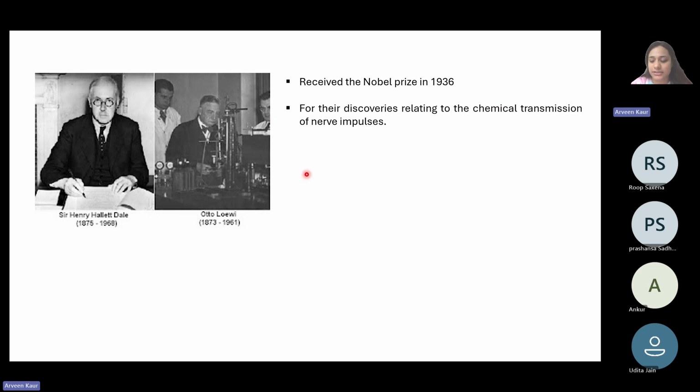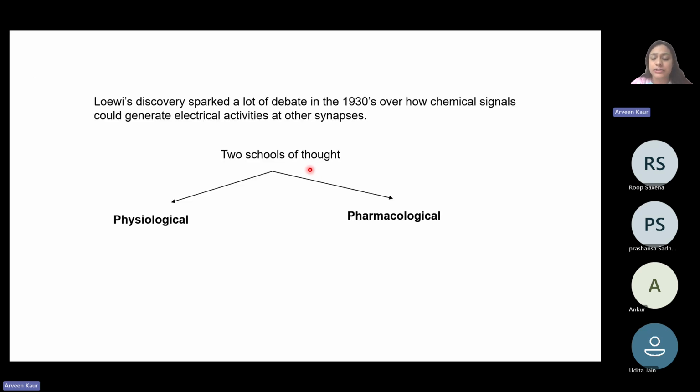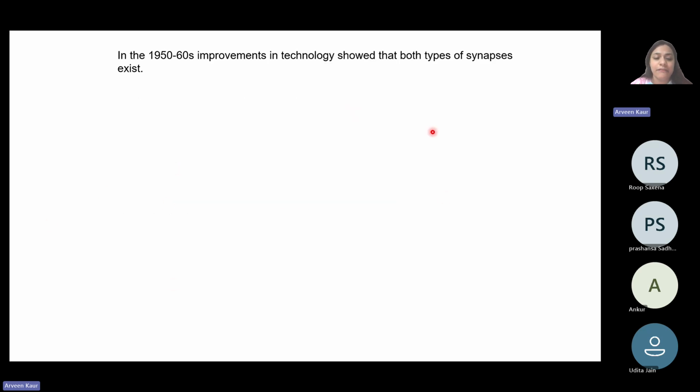So over here, apart from electrical impulses, there were also chemical impulses involved, right? Because there is a chemical being released, and that is the neurotransmitter. Then Lewis' discovery sparked a lot of debate in the 1930s over how chemical signals could generate electrical activities at other synapses. So there were two schools of thought that came out of this debate. One was physiological and one was pharmacological.